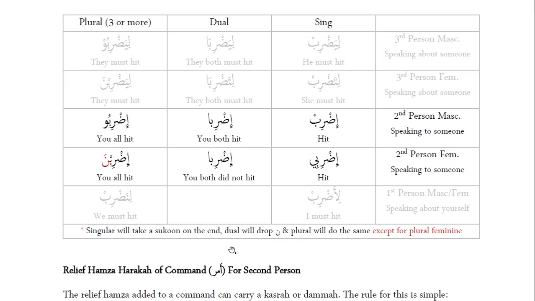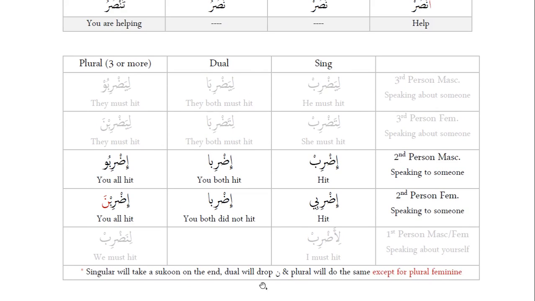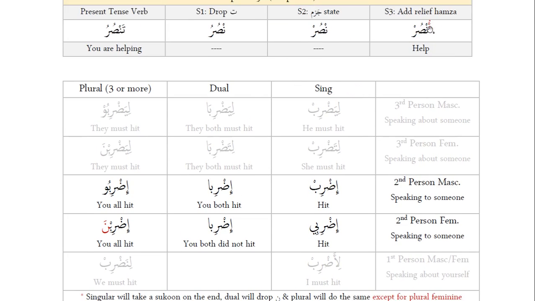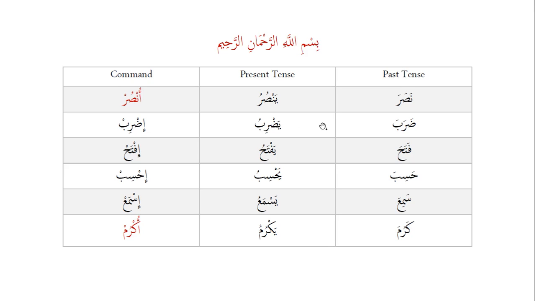And now the question that comes to mind is, how do we know what haraka to put on that relief hamza? As you can see here, in the first case it was unsur with a dhamma, and then in this case it was idrib with a kasra. So how do we figure that out? Really what it comes down to is the different babs that words are put on. So when it comes to the nasara yansuru bab, it's going to take a dhamma and become unsur. And it also applies for the karuma yakrumu bab. If a word is on that bab, then it will become ukrum. And then in all the other cases, it will take a kasra.